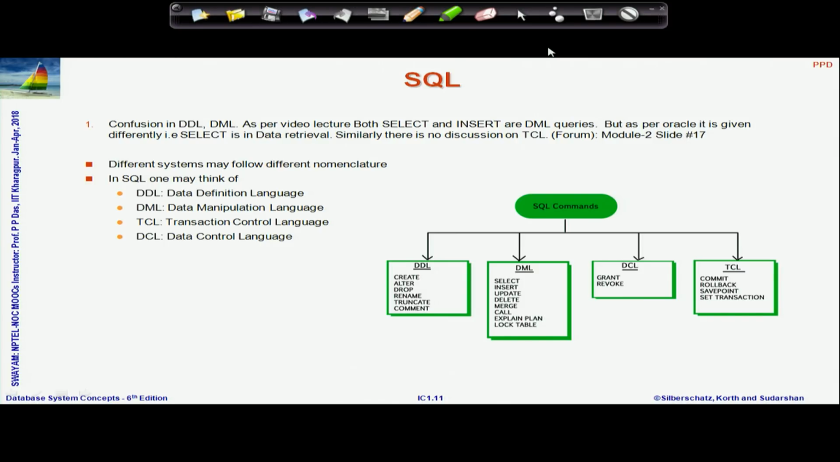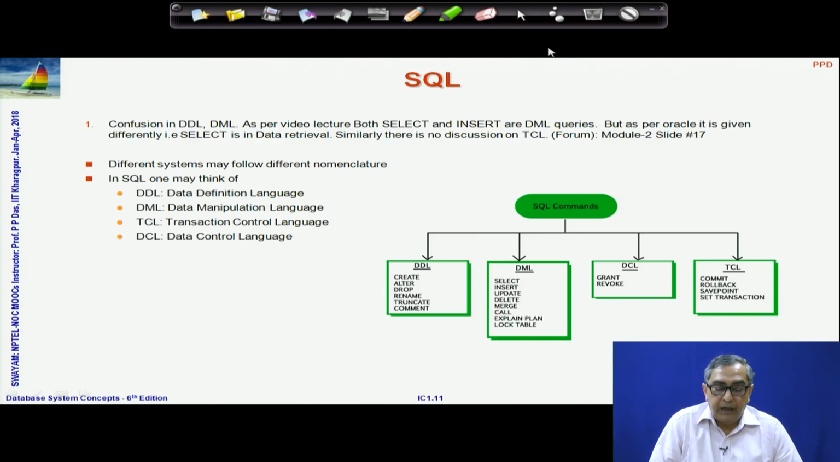There was a question saying that there is some confusion in terms of what you call DDL, what you call DML, and what Oracle calls and so on. The fact of the matter is that these are not very standardized nomenclature. Oracle is a specific database management system, like SQL Server is another, Postgres SQL is another. So different systems may have slightly different nomenclature.